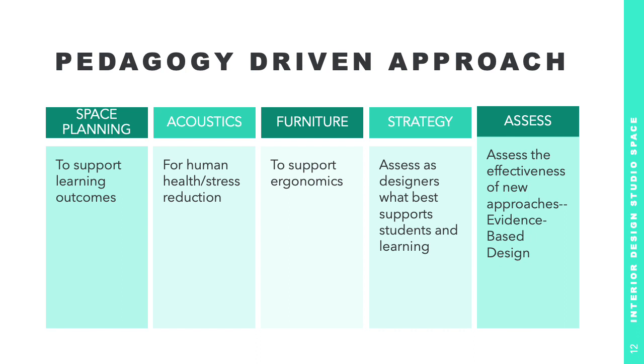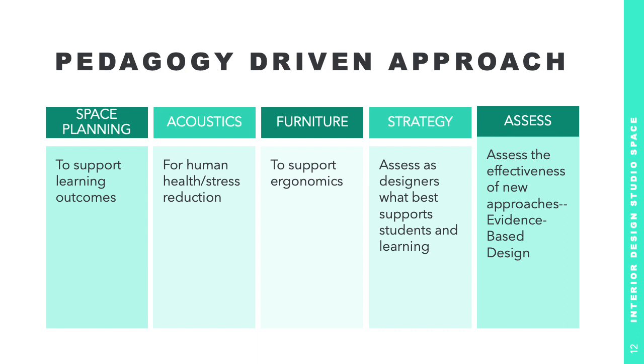Second thing we know as interior designers is that noise, poor acoustics lead to stress and can be damaging to human health. So why are we creating environments that are loud with all hard surfaces that make it difficult in some cases for people to even be able to do their work and concentrate? Third, providing furniture that supports ergonomics. As interior designers, we are the ones who are providing for the health, safety, and welfare of our students in the studio environment. So why is the furniture not then designed to support ergonomics?